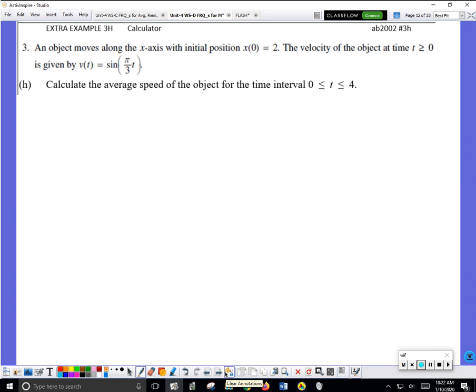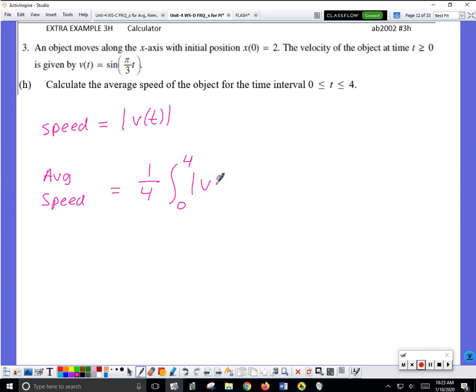Next thing. It says calculate the average speed of the object. So on the buff packet, you had a little reminder that speed is the absolute value of the velocity. So if I'm trying to find average speed, I need to integrate speed. And then I need to multiply by 1 over the duration of the interval, like that.